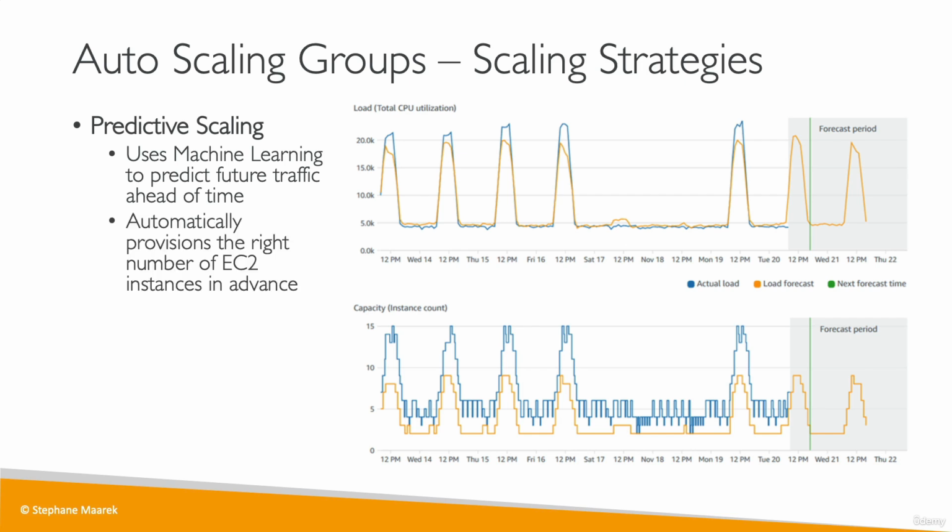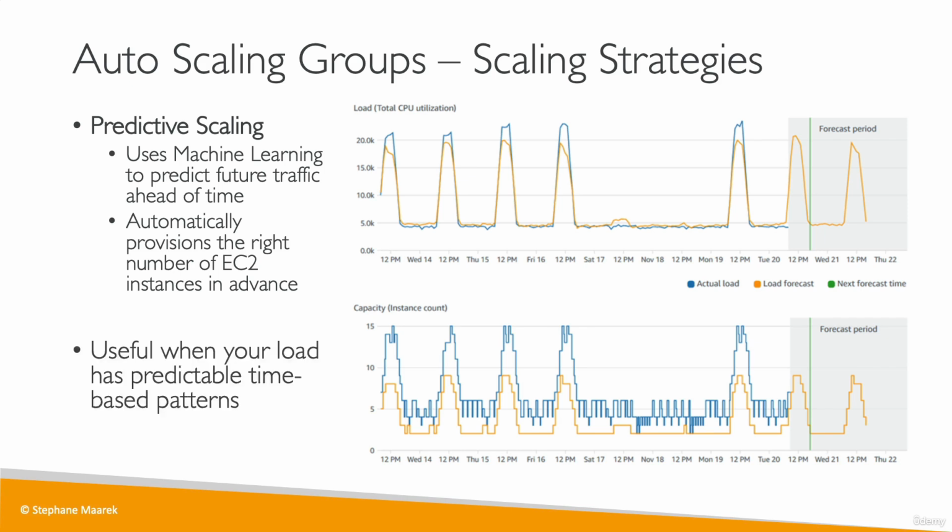This is the kind of thing that predictive scaling will pick up, okay? And it will automatically provision the right number of EC2 instances in advance to match that predicted period. This is what the graphs you see on the right-hand side show. This is very helpful when you have time-based patterns and you want an easy, without-any-intervention scaling strategy that is powered by machine learning. Then that would be predictive scaling.